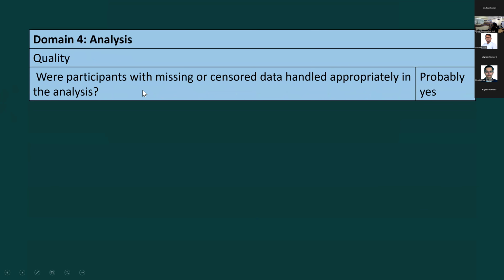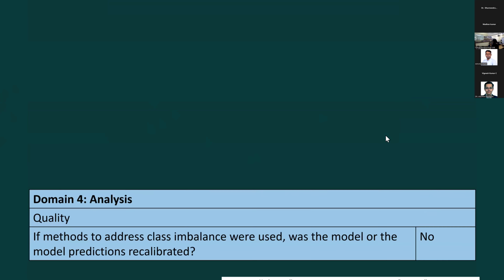This shows how much of the data is missing and what those data are. When we see SNUH, it had almost all data from all patients. AMC is okay. EUMC did not have BMI and ASA PS type. When you see this and this, it's mostly white. BRMH did not have most of these lab values. Were participants with missing or censored data handled appropriately in the analysis? Probably yes. The missing data regarding the outcome is not explicitly stated. That's why I've given probably yes.